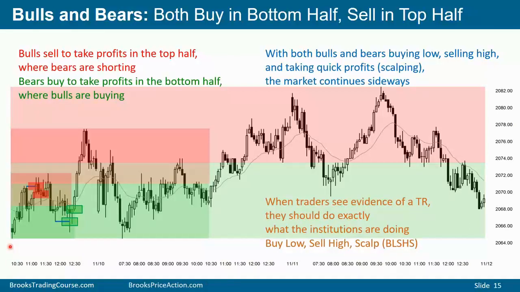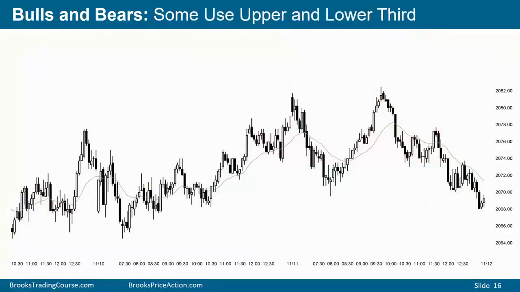As a trader, if you see evidence of a trading range, you should do exactly what the institutions are doing, and that's buy low, sell high, and scalp. Here's my acronym, BLSHS. Trading ranges often have very deep pullbacks, and therefore a lot of traders prefer to buy in the bottom third and sell in the top third and do nothing in the middle third.